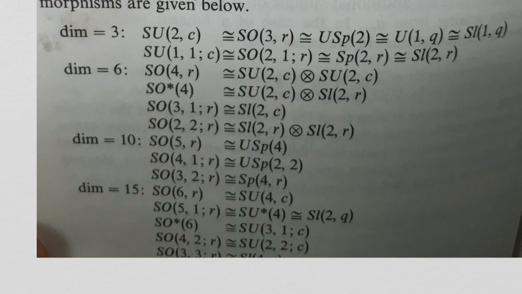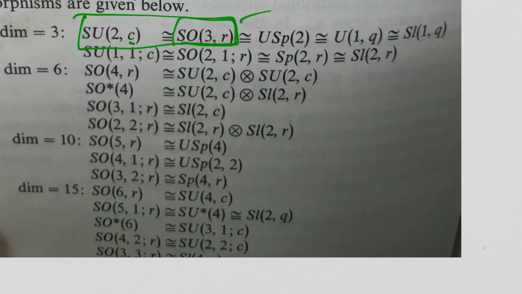The most famous one is right here, right? SU2C and SO3R. The special orthogonal group in 3 dimensions over the reals, and the special unitary group in 2 dimensions over the complex. Those are isomorphic. And it's also well known that it's isomorphic to the unitary group over the quaternions.